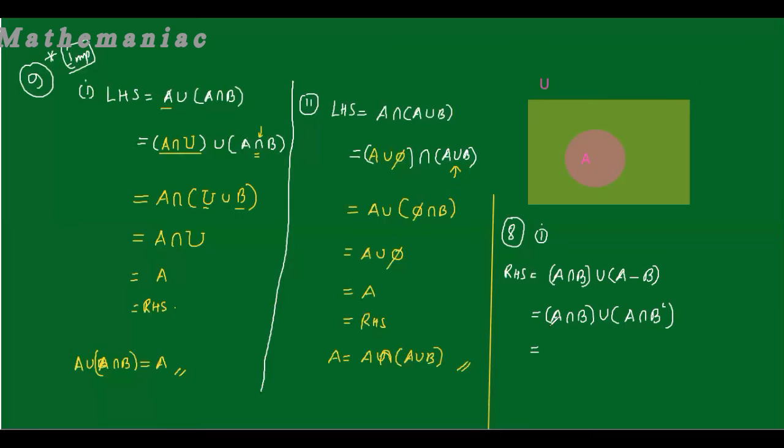So here also we are going to apply the distributive property in the reverse direction. Then I'll be getting B union B complement. B union B complement together makes what? The complete universal set. And with the universal set, if you take the intersection, it will be A only. That is equal to LHS. In a similar way, for the other part of the question you can also proceed, but that I'll not do. That will be your task.